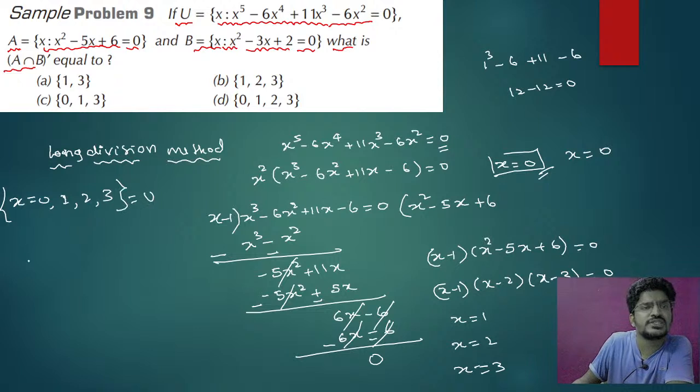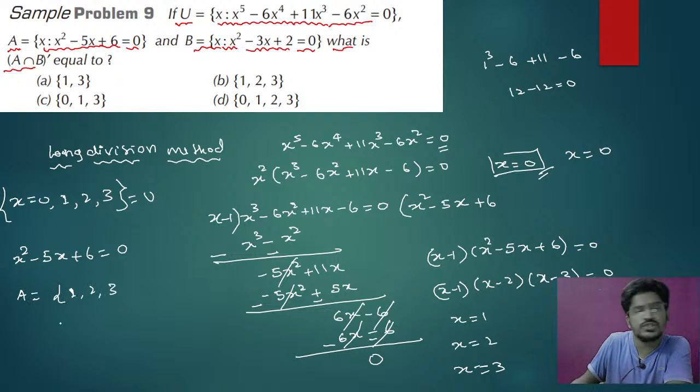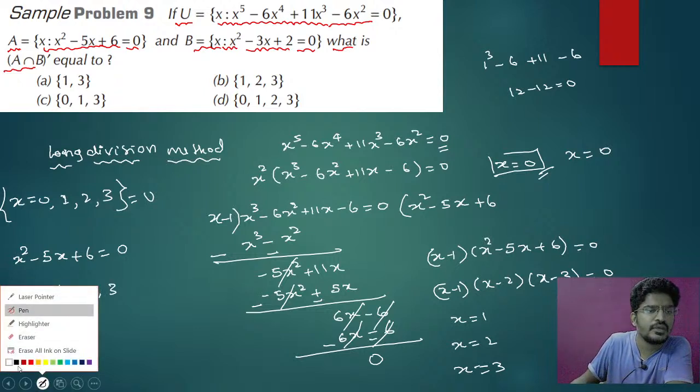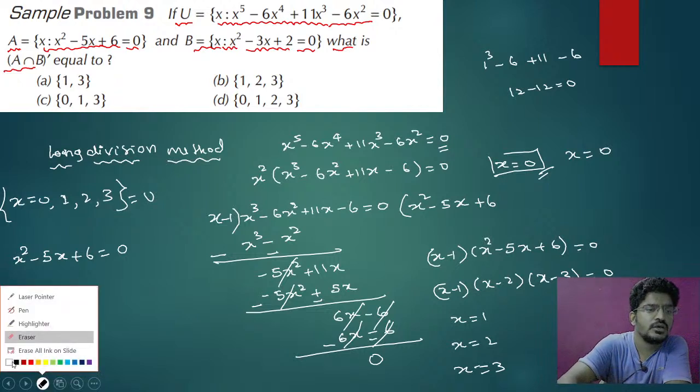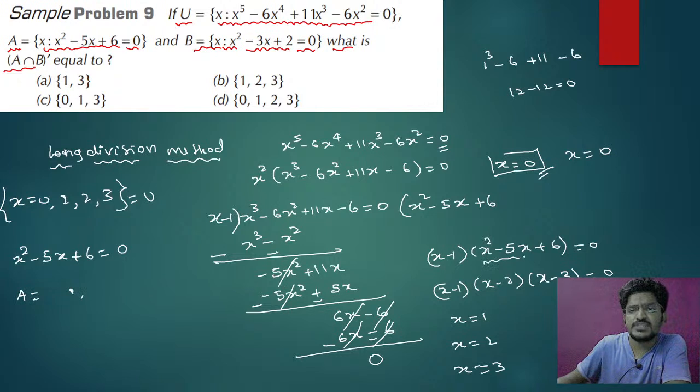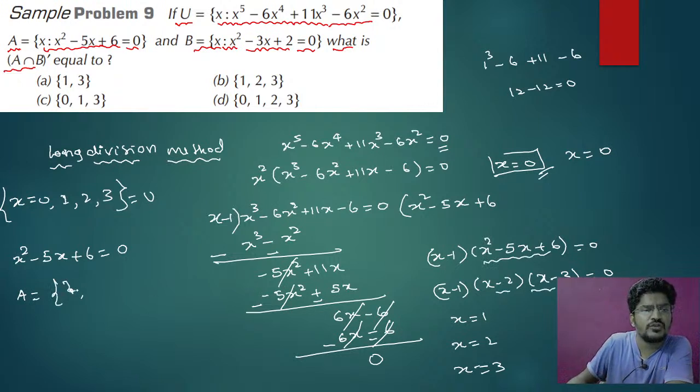Now I will go for set A, that is x square minus 5x plus 6 equal to 0. That we have already solved. So therefore set A will be equal to 2 comma 3. That we have already simplified. You can just see here, we already simplified this. We got x minus 2, x minus 3. So you can write set of 2 comma 3.